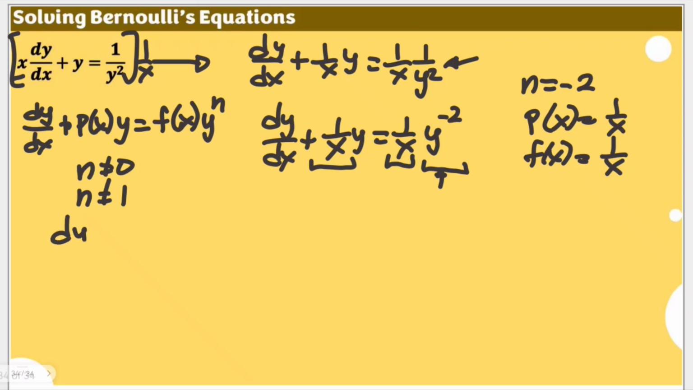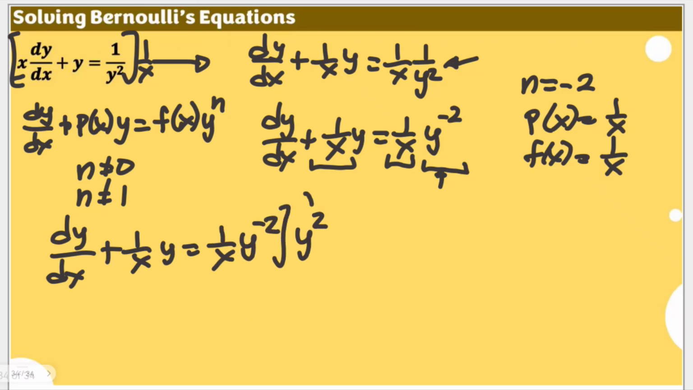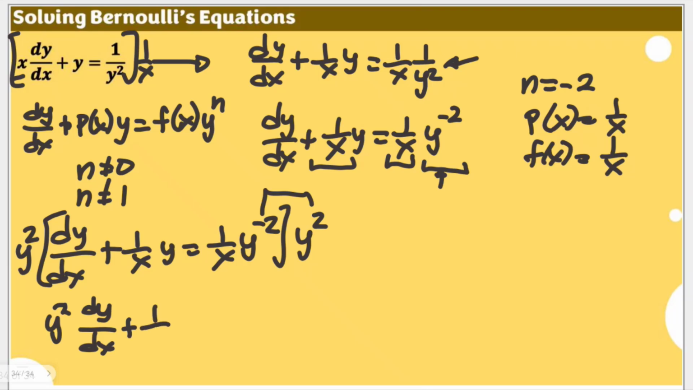Let me copy that here. Plus 1 over x y to the power of negative 2. We are going to multiply by y squared to neutralize this, but let's also do the same thing on the other side, y squared. Hence, you will have the form y squared dy over dx plus 1 over x y cubed. That's y cubed, right? Is equal to 1 over x now.